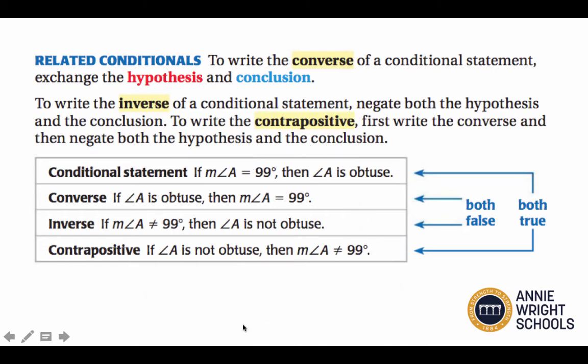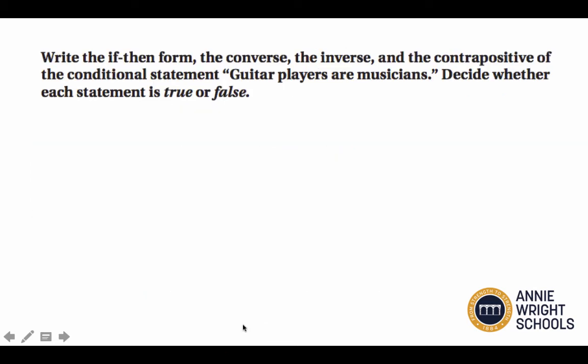All right, moving on. Take a statement here, write it in if-then form, then write the converse, the inverse, and the contrapositive, and try to figure out if each one is true. The statement: guitar players are musicians. Kian, I picked this one for you. So pause the video and try this one.